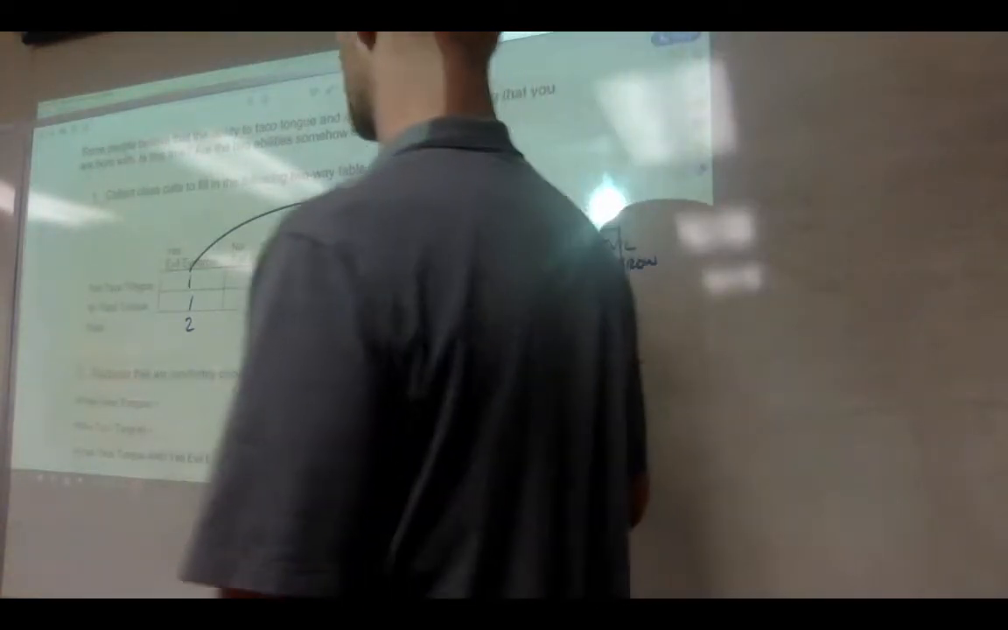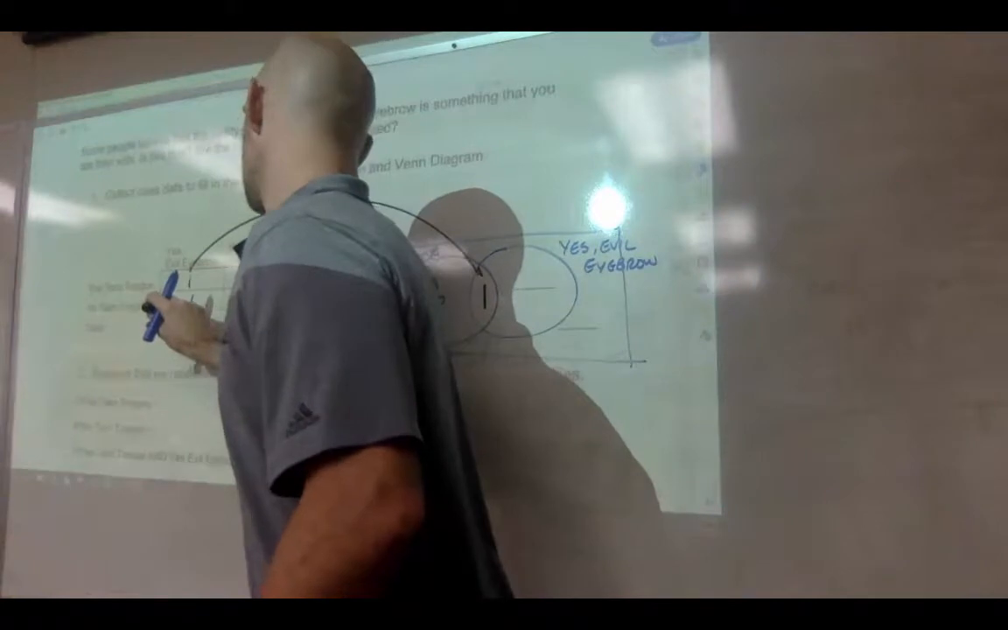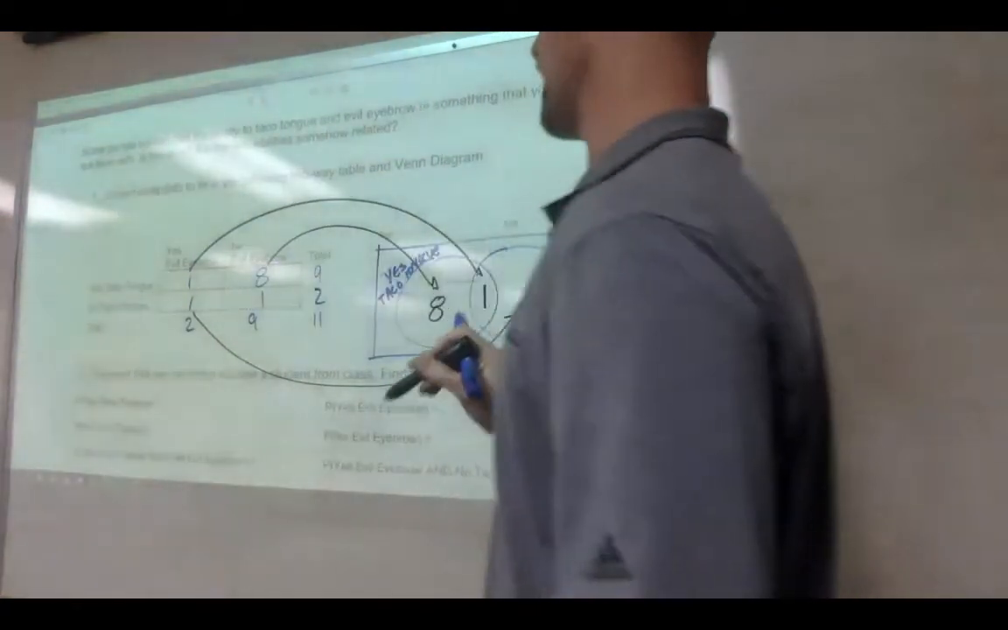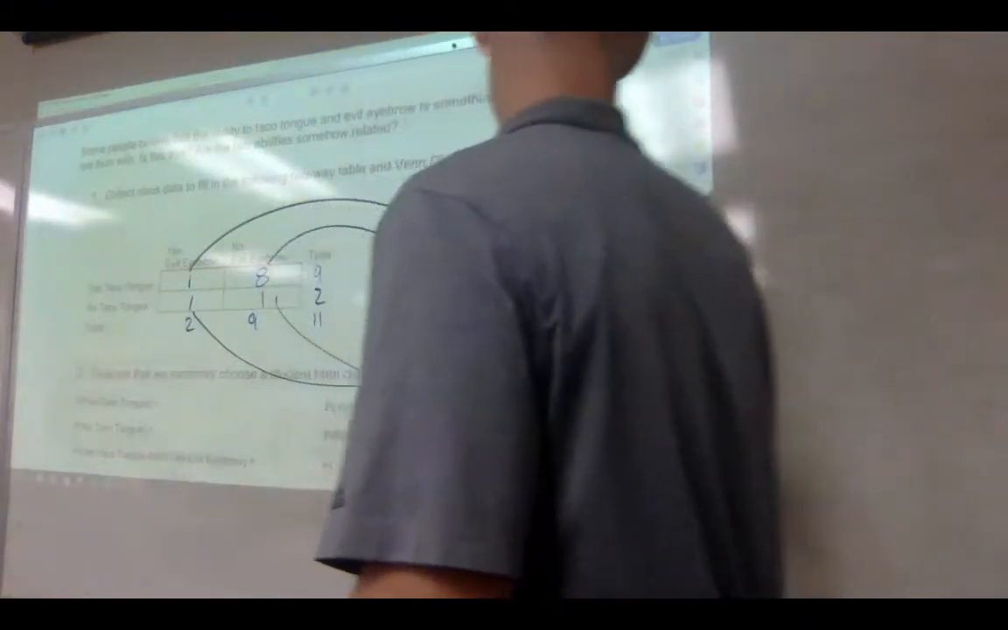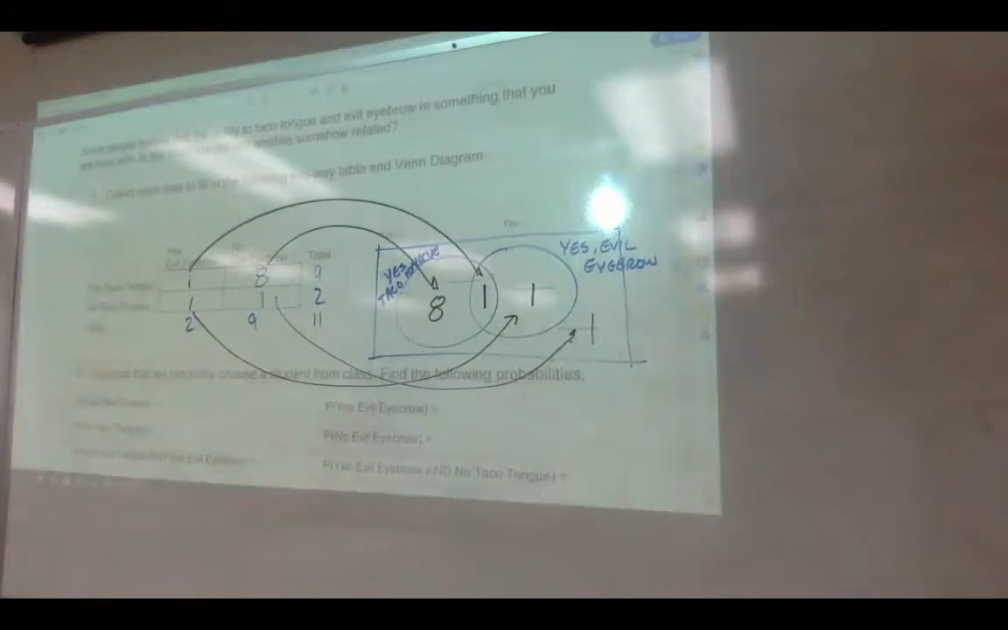What goes in the right Pac-Man? Yes, evil eyebrow. And I'm going to be outside all three circles. So this loner, the rebel, goes over here, right? There's one person who's outside of both of them.